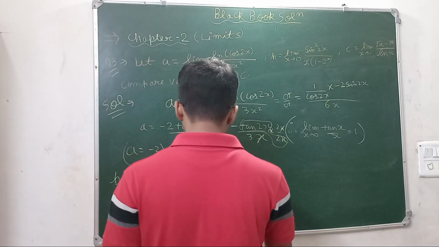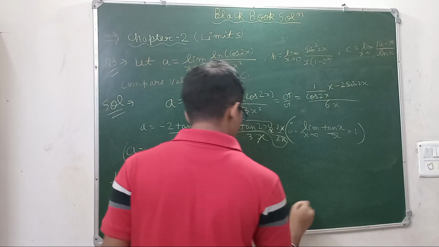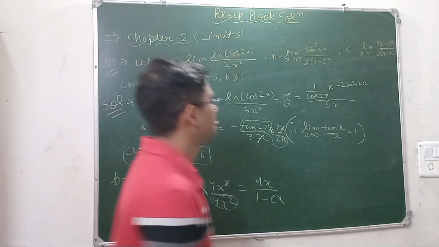So this will become what? 4x upon 1 minus e to the power x. Now one more standard limit you have to remember.